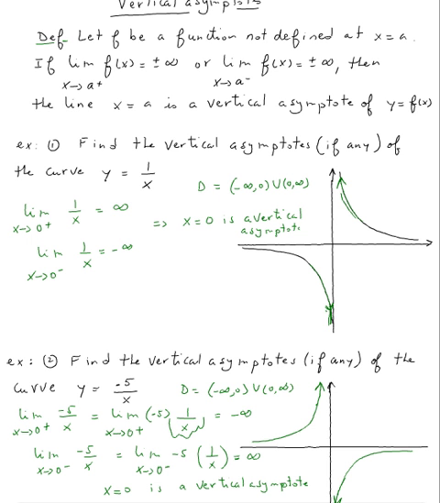In the next examples, we're going to use the fact that we know the limit of 1 over x as x approaches 0 from the right side is positive infinity, and from the left side is negative infinity. Alright, so that's it for these examples.